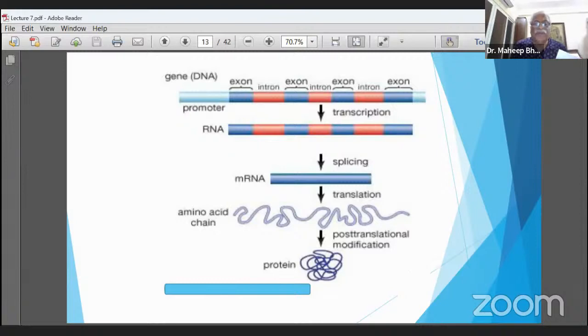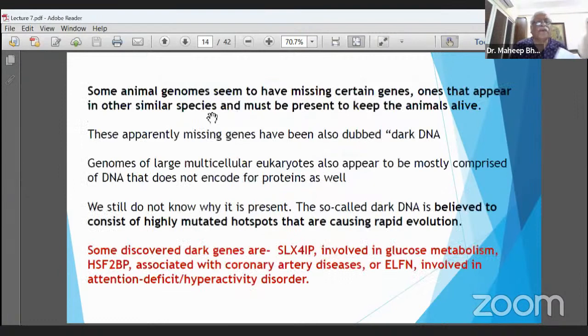And once this chain is formed on this messenger RNA, it is converted into a protein which undergoes post-translational modification. And this protein can act as an enzyme, can act as a hormone, can act as any other kind of protein which is present in our body. Okay.